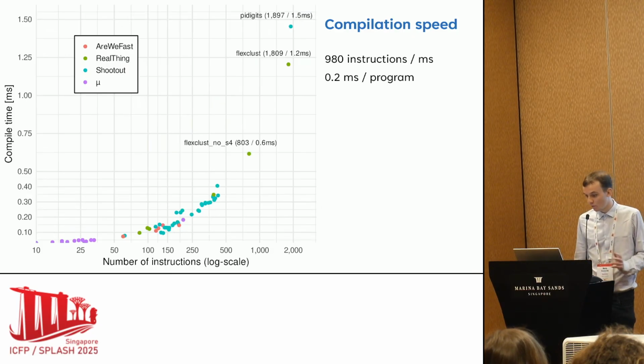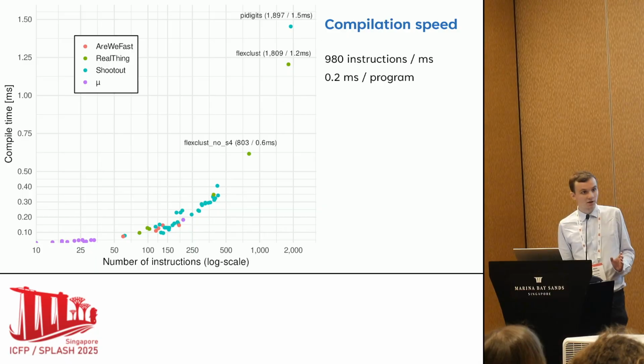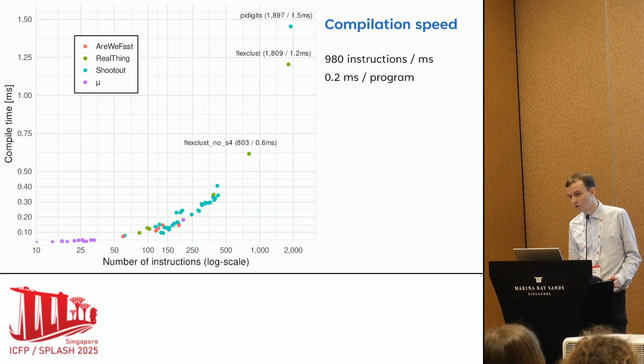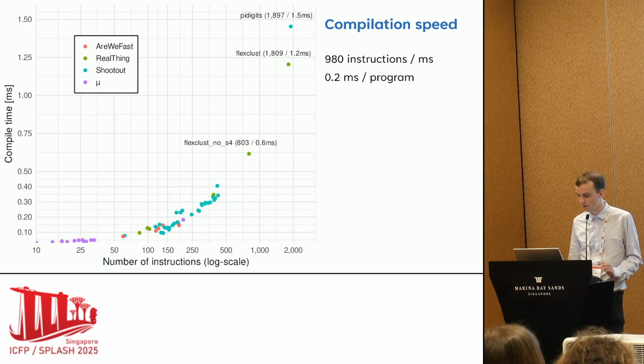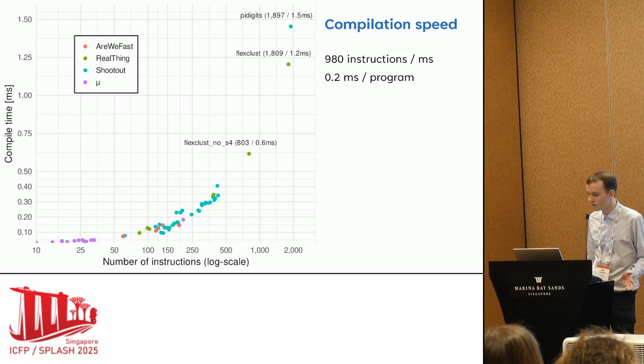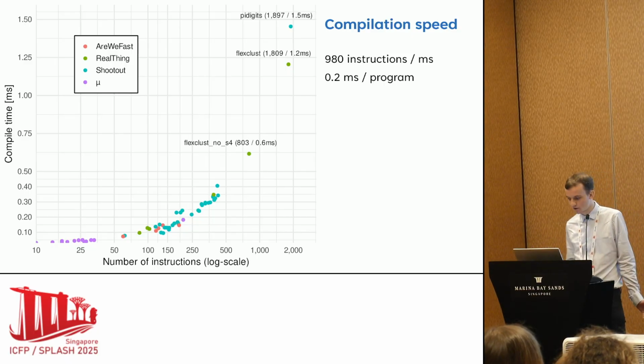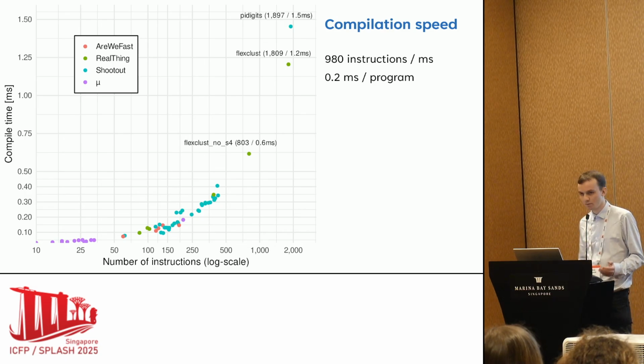And to move on to compilation speed, we actually achieve 980 instructions per millisecond, which results in around 0.2 milliseconds per program on average. With such a speed, this allows for almost free recompilation and can therefore be used, for example, for feedback recording.